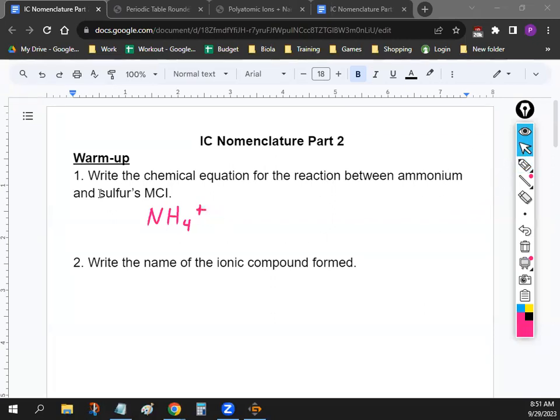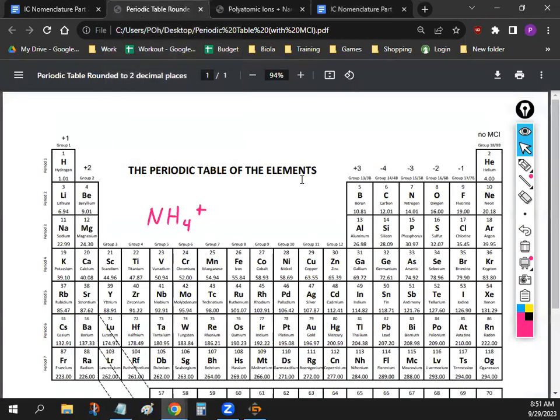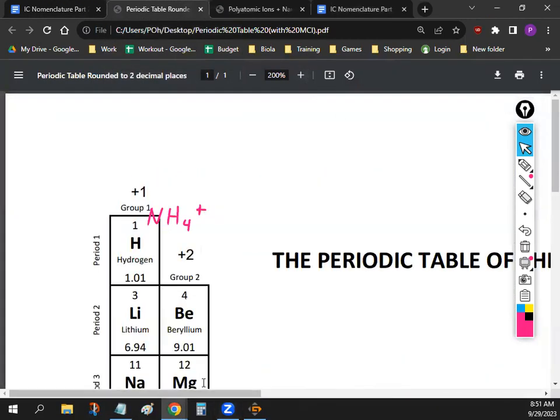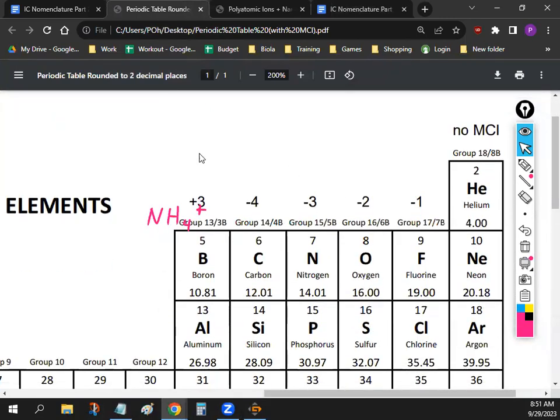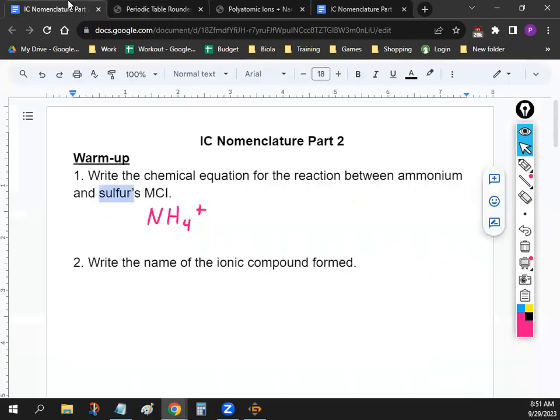Next, we got sulfur's MCI, and sulfur is an element, so we'll find that on the periodic table. So if we take a look at sulfur, sulfur is going to be on the right side, and sulfur is going to be -2. So we're going to write S2 minus. Okay, so those are our 2 ions. Any questions or issues on how you got that? Hopefully it's not too bad.